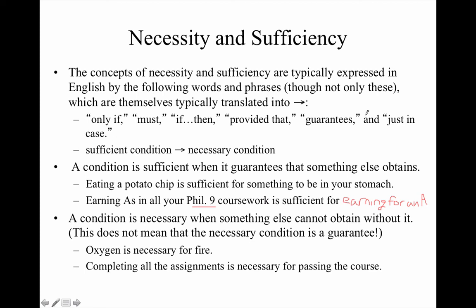And then the last expression, just in case, is probably familiar to some of you, but for most of us it is familiar in terms of our ordinary language, but not in a technical sense. Just in case expresses a necessary condition. A necessary condition is a condition without which something else can't obtain. So we say that oxygen is necessary for fire. Completing all the assignments is necessary for passing the course.